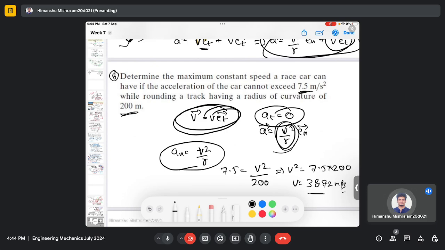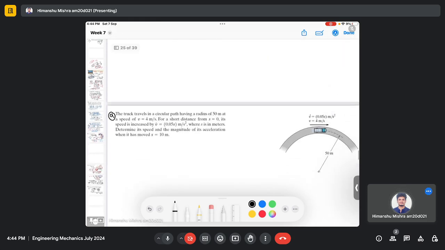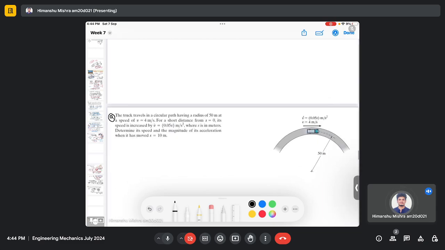So let's move to the next question. Here we are given a truck that travels in a circular path having a radius of 50 meter and at a speed of 4 meter per second. For a short distance from s equals 0, its speed is increased by v dot equals 0.05 s meter per second squared, where s is in meters. Determine its speed and magnitude of acceleration when it has moved s equals 10 meters.